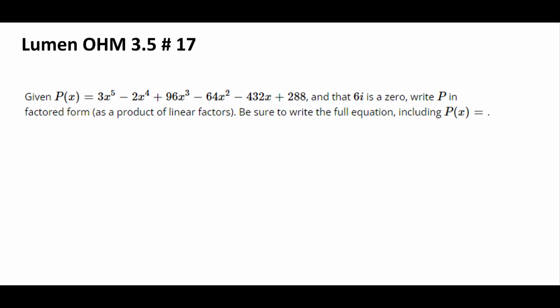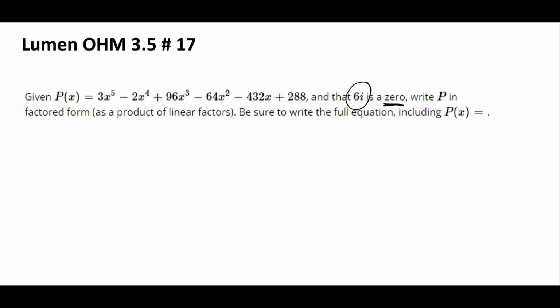This problem is from 3.5, number 17. Given p of x equals 3x to the fifth minus 2x to the fourth plus 96x cubed minus 64x squared minus 432x plus 288, and that 6i is a 0. There's a big clue right there. Write p in factored form as a product of linear factors. Be sure to write the full equation, p of x equals, so that's part of the answer.